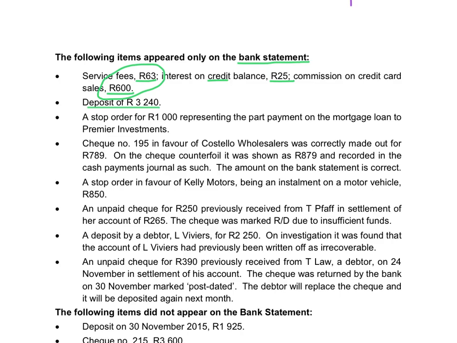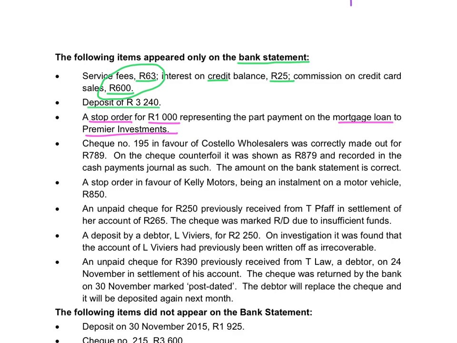A stop order for 1,000 Rand representing the part payment of a mortgage loan to Premier Investments. So we signed a stop order at the bank instructing the bank to pay over 1,000 Rand to Premier Investments at the end of each month. We will only record it in our books when we receive the bank statement where we can see that they've actually paid out this money.